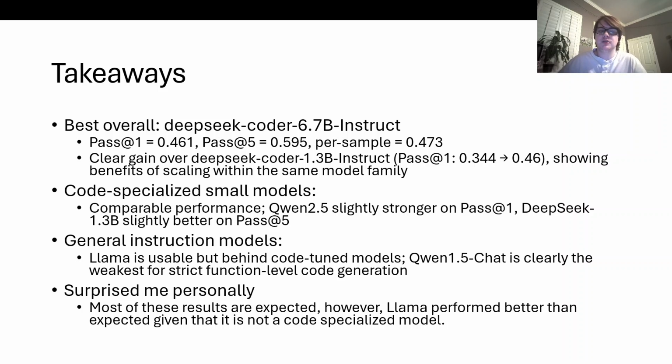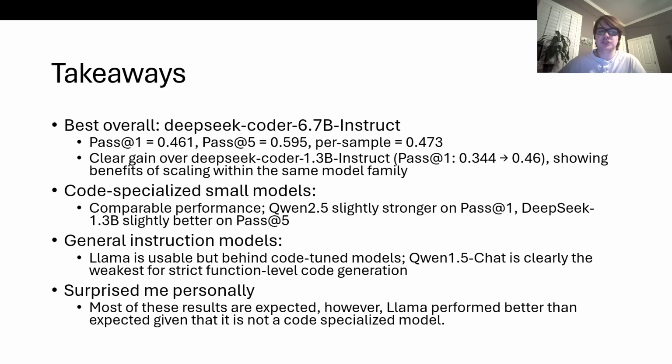Code specialization on small models. We compared the performance. Qwen 1.5 was slightly stronger on pass 1 than DeepSeek, but DeepSeek performed slightly better at pass 5. So these models are almost equivalent, given their similar scale.